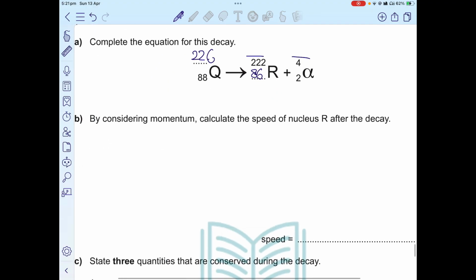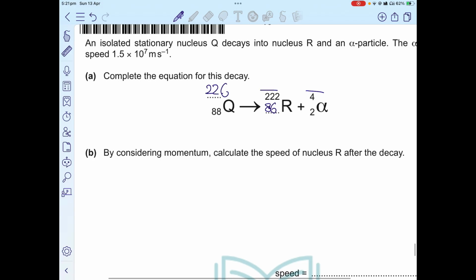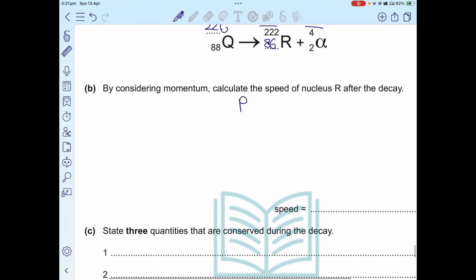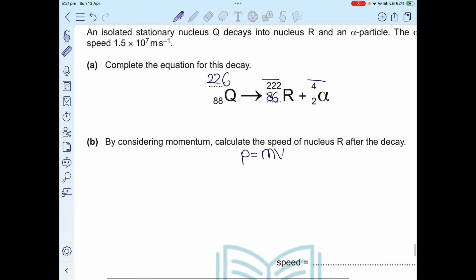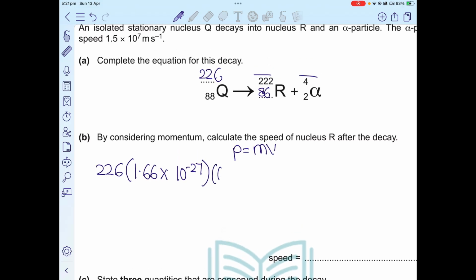By considering momentum, calculate the speed of the nucleus after the decay. Now we know that in an isolated system, the momentum before the collision is equal to the momentum after the collision. Momentum is the mass times the velocity. So we'll take the mass before. The mass is actually 226. But remember that 226 is the atomic mass unit value. If you want to find the actual mass, it would be 1.66 × 10^-27. Initially it's a stationary sphere, so this should be 0.